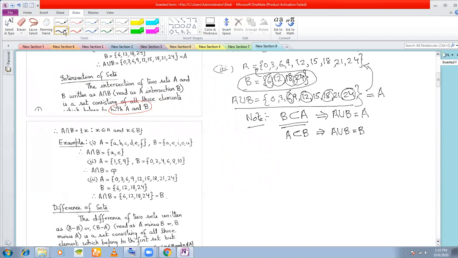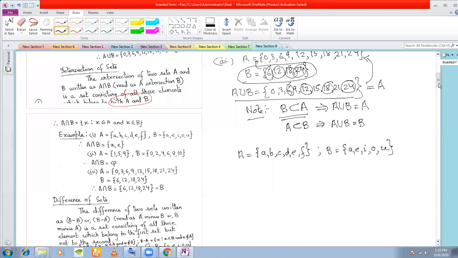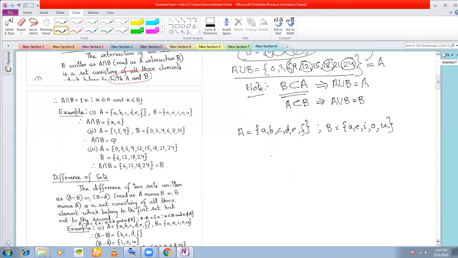Let us come to a practical example. Let us say that A consists of these elements. Sometimes intersection is thought of as very similar to, but not the same as, multiplication. Union is thought of as very similar to addition. You'll see this when you reach higher classes, especially if you take science. So A is this set and B is this set.